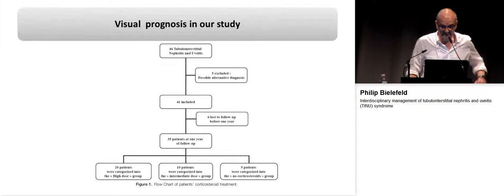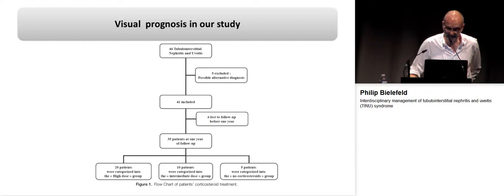In our study, we had 46 patients at the beginning. We excluded 5 because of diagnosis problems. We included 41. We lost 6 to follow up. And at 1 year, we had 35 patients for follow up. It's important to specify which treatment they received. I will come again on that later on. 20 received a high dose. High dose was about 1 mg/kg/day. 10 received intermediate dose. This was about 0.5 mg/kg/day. And 5 did not receive any cortisone.